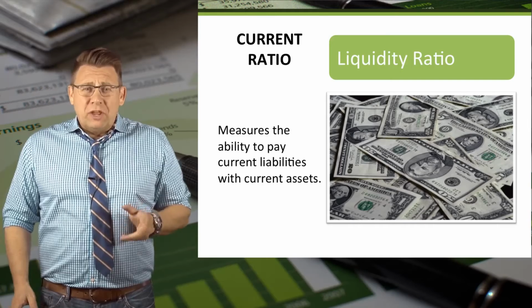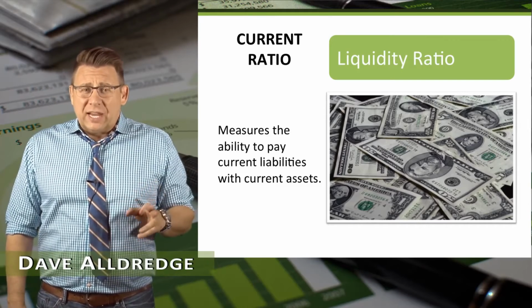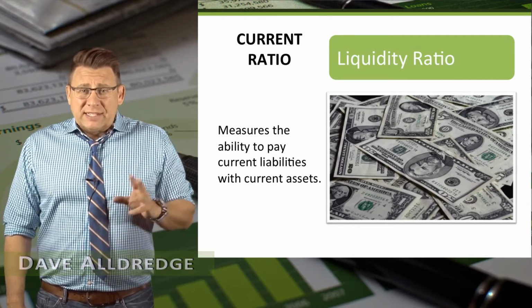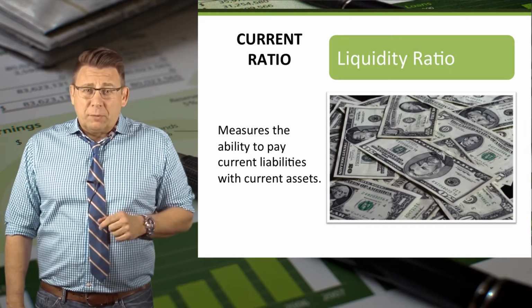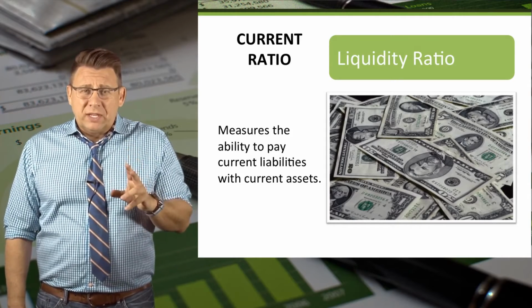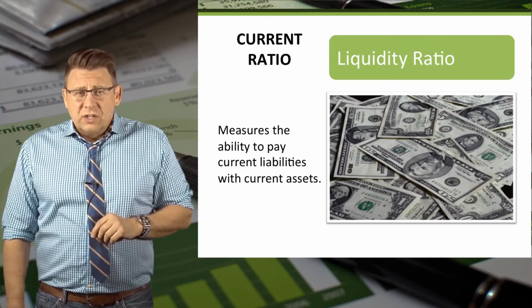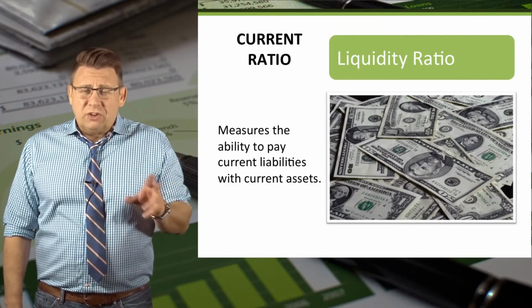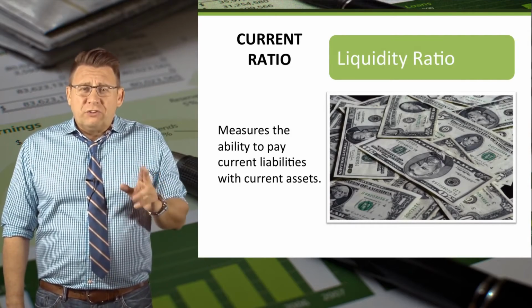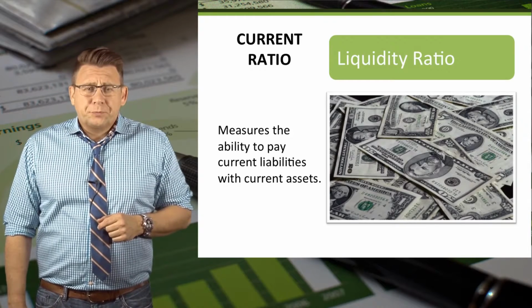The current ratio measures the ability to pay current liabilities with current assets. It's similar in concept to the working capital, but rather than looking at a company's ability in terms of total dollars, the current ratio looks at a percentage or ratio. The current ratio is a measure of liquidity.